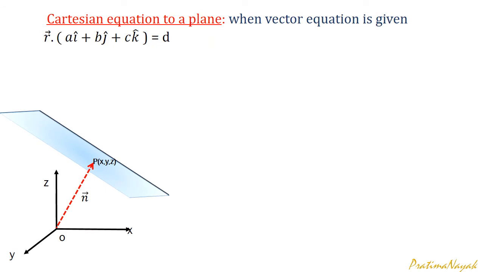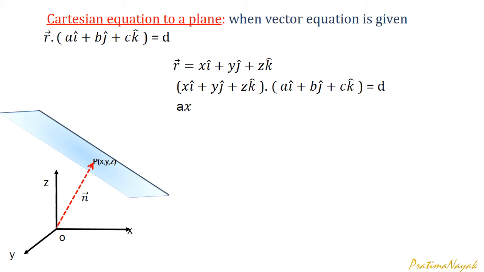Next we will learn to convert vector equation into Cartesian equation to a plane. So if the vector equation is R vector dot a i cap plus b j cap plus c k cap is equal to small d, then here the R vector, the arbitrary vector, is always denoted by x i vector plus y j vector plus z k vector. Now just replacing R vector by this, we'll get x i cap plus y j cap plus z k cap dot a i cap plus b j cap plus c k cap is equal to d. So you know the scalar product, it will be a into x plus b into y plus c into z is equal to d.